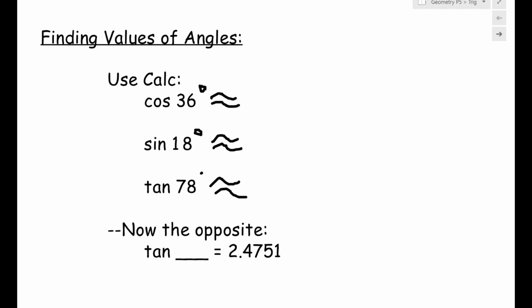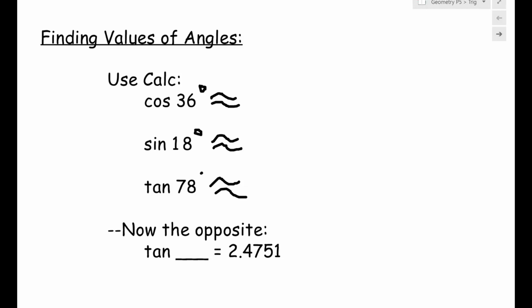Hey everybody, back for the third and final part of Trig. One part that sometimes people have a little trouble with, and then at the end it's all trying to put it together. But we're going to find the values of the angles now, okay?